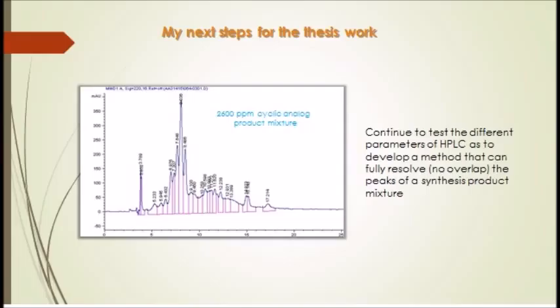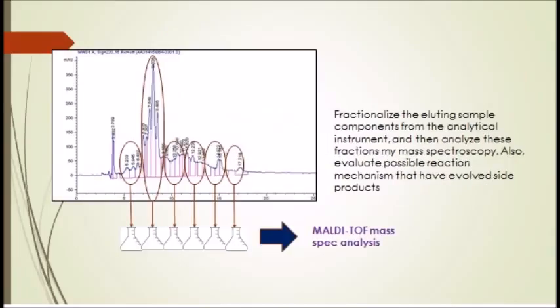Now, the next steps in my research are to continue testing different HPLC parameters so as to improve resolution of the peaks of a synthetic product mixture. Also, I wish to fractionate the eluting components from the analytical instrument and then analyze by mass spec. And after this, evaluate possible mechanisms that may be evolving the additional peaks seen in the mass spec and chromatogram.